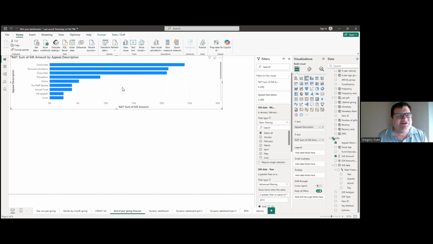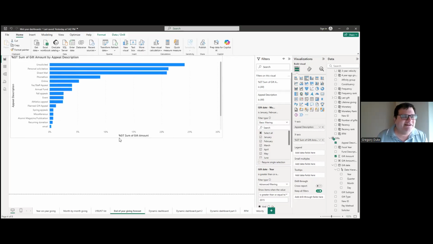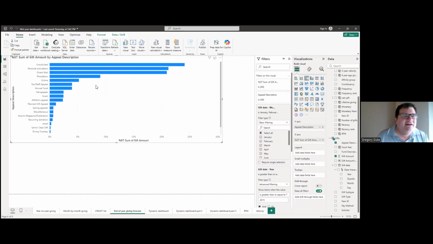The other thing that really struck me is everyone I know is always pushing, oh, we've got to raise money online. Well, they raised 5% of their money online. And email blasts were even lower, about 0.25% of their gifts in the last 6 months of the fiscal year came in by email.